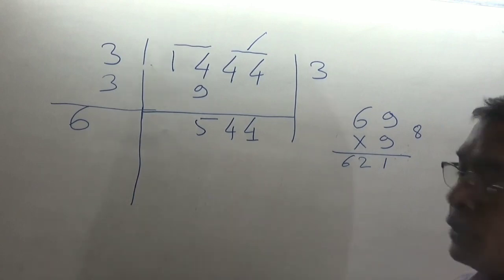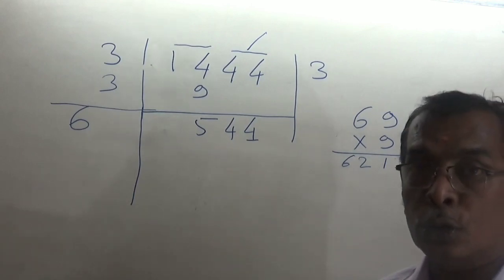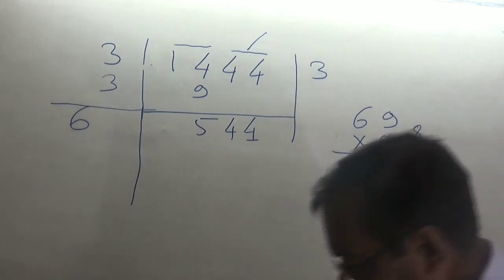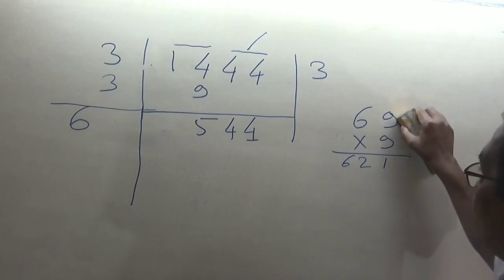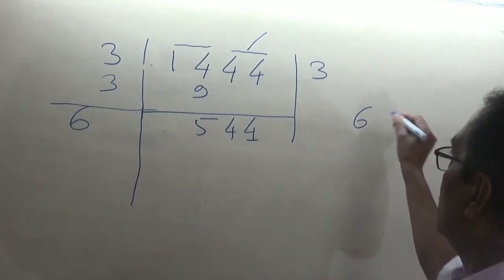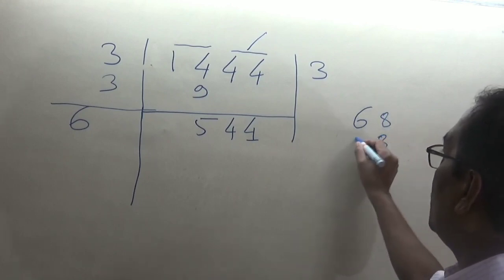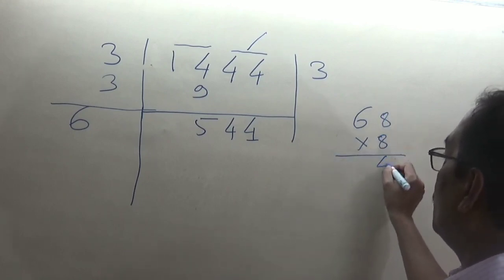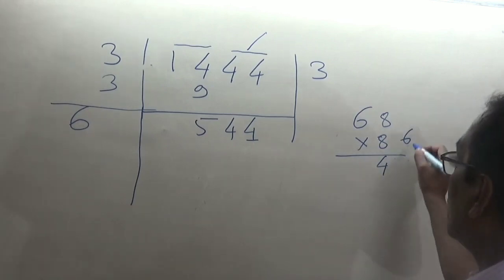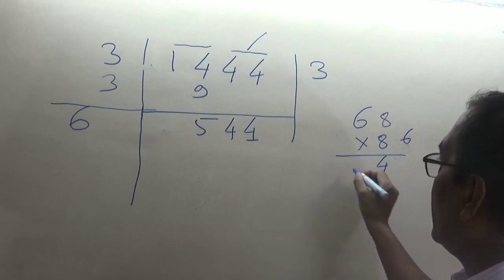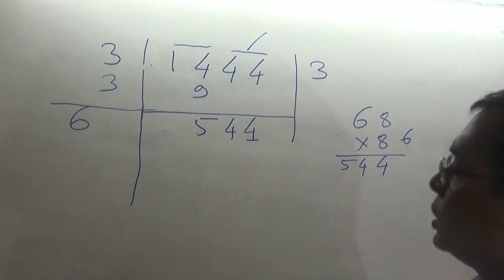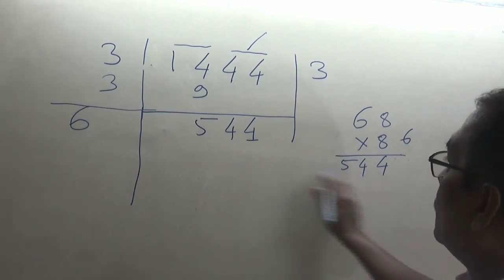Which is bigger than 544. Then this 9 testing has failed. Then go for a number less than 9. Now take 8. Now multiply 68 with 8. 8 eights are 64. Carry 6. 6 eights are 48. 48 plus 6, I think it is 54. Okay, now it is matching.